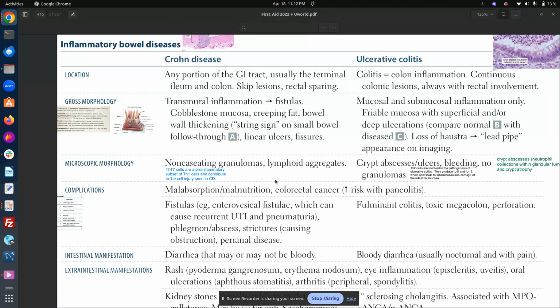Why recurrent UTI? Because of the feces can enter into the urinary tract, into the bladder, and bacteria can grow there and can lead to recurrent UTI. There can be air from the bowel entering into the urinary tract and can lead to pneumaturia. So these are the further complications which can happen due to formation of fistulas.